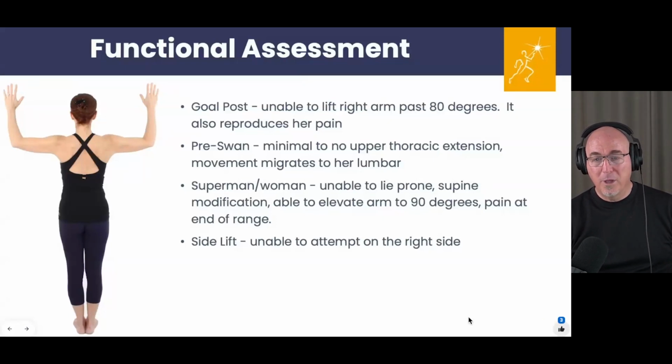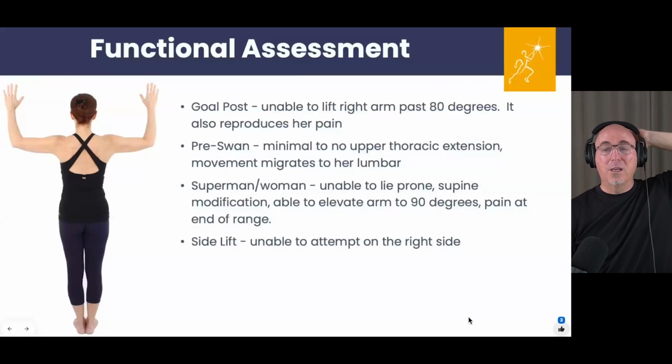Superman or Superwoman, I saw some of you list that as well. She couldn't lie prone. So we put her in supine, a modification, if you've seen that test, and she was able to elevate her arm to 90 degrees, with pain at the end of the range of motion, lying on her back. So again, great landmark. We know that without lifting against gravity, just holding it straight out in front of her, she could get to 90 degrees with pain at the end of range. Our goal is, can she get it a little higher in that supine position, to where she could get her hand behind her head and start taking care of her hair and those things that she wants to return to.